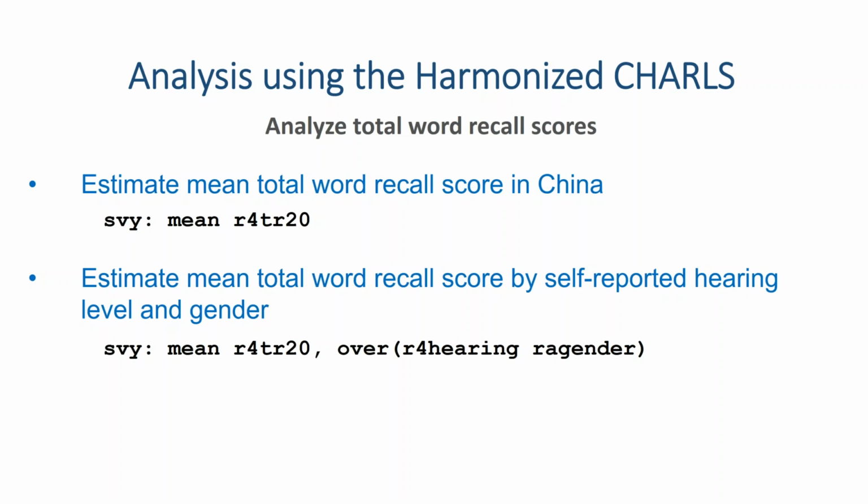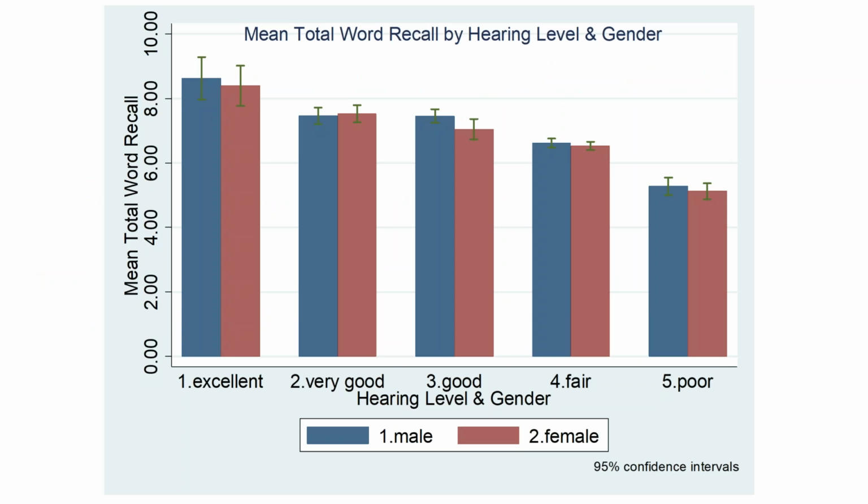But now let's look at mean total word recall by gender and hearing level visually. We can see that males in China score slightly better than females for every hearing category except for very good. But based on the overlapping 95% confidence intervals, it doesn't look like there are statistically significant differences. We can also see a marked decline in total word recall for every drop in hearing level, with the exception of very good and good, where there's not much of a difference, especially for males.